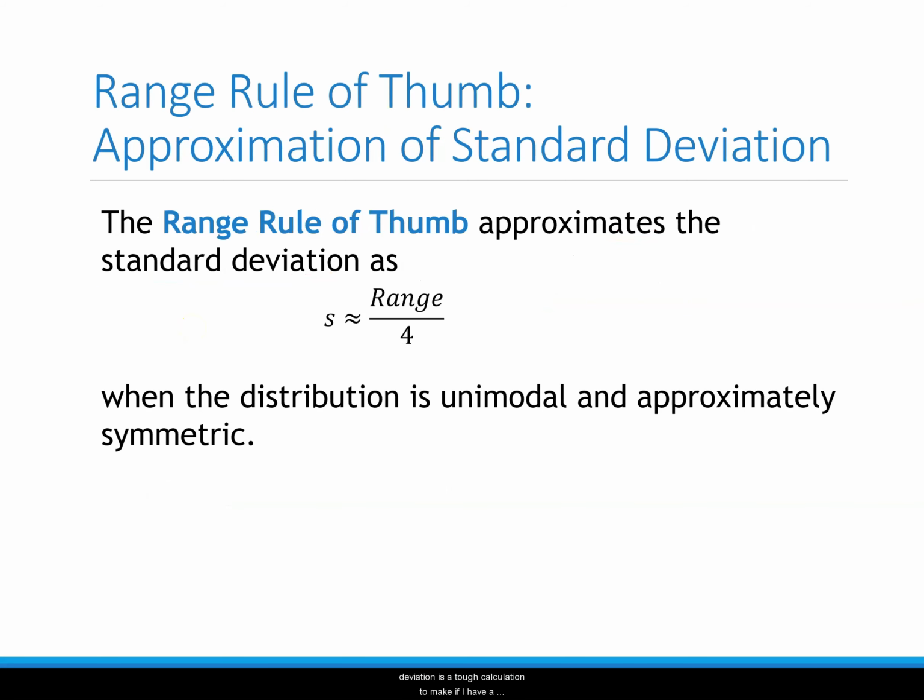Because standard deviation is a tough calculation to make, if I have a unimodal distribution that is approximately symmetric, then I can use what's called the range rule of thumb that says I can first calculate the range, divide it by 4, and that will approximate my standard deviation. Generally speaking, we don't want to use this a lot for important calculations. We just want to go ahead and calculate it. But it can simplify if we're in a hurry, if we're doing something to estimate quickly. We can use this range rule of thumb.